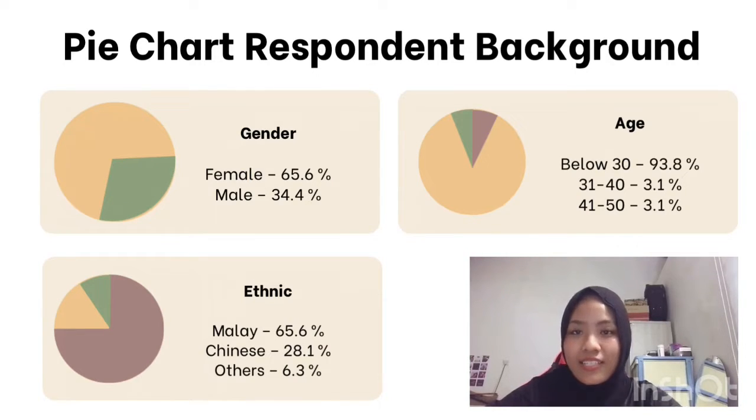The last characteristic is ethnicity. There are 3 races: Malay, Chinese and Indian. Based on the pie chart, the highest frequency of respondents is ethnic Malays, which is 65.5%. Then the Chinese ethnic group is 28.1%, while the lowest ethnic group, Indian, is 6.3%.